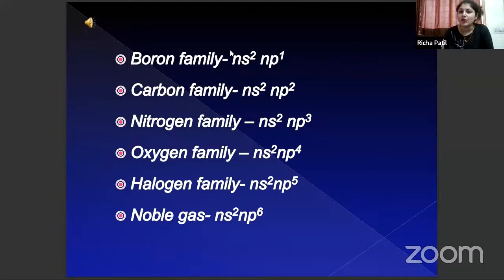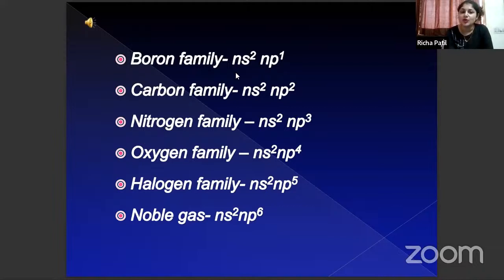For the boron family, the outermost electronic configuration is ns2 np1. Carbon family ns2 np2. Nitrogen family ns2 np3. Oxygen family ns2 np4. Halogen family ns2 np5. And noble gases ns2 np6. So these are the electronic configurations of each group.